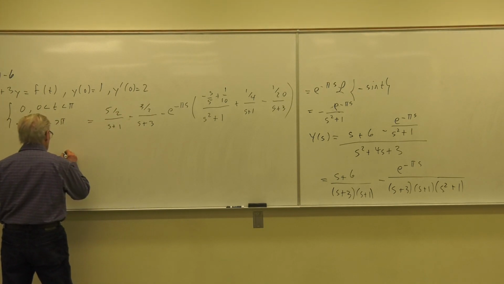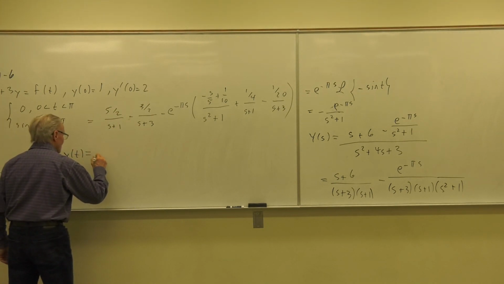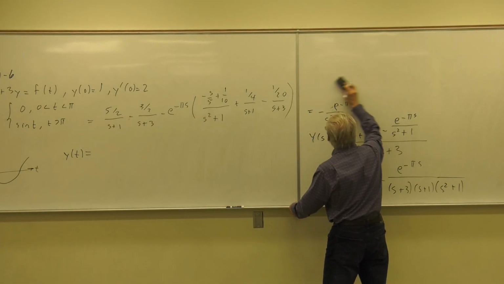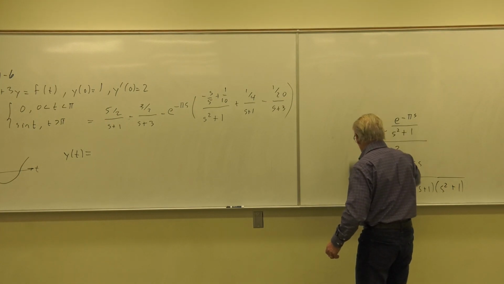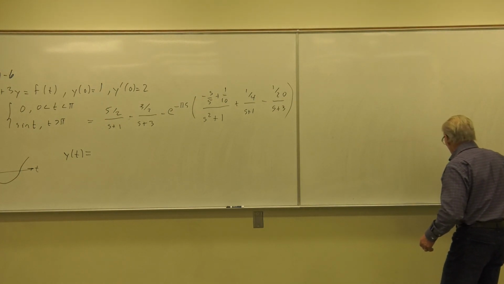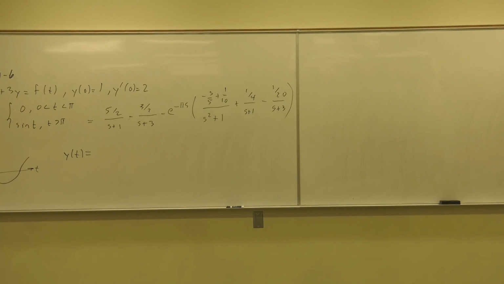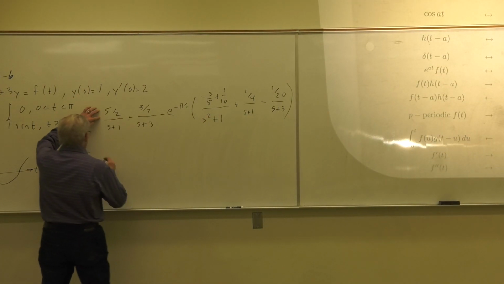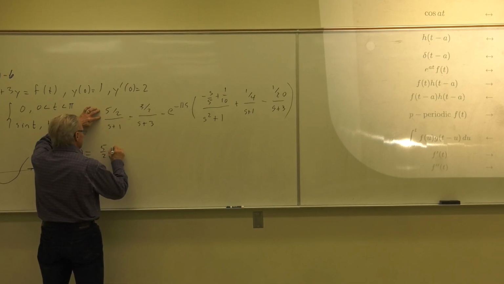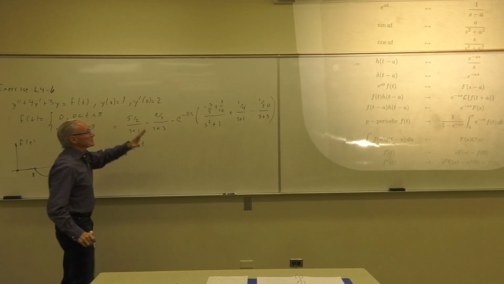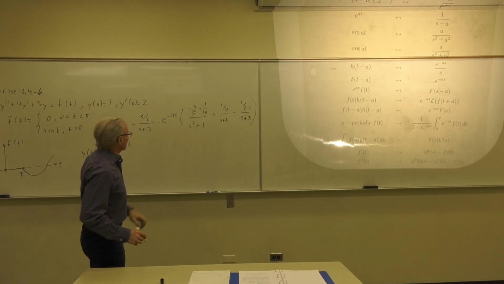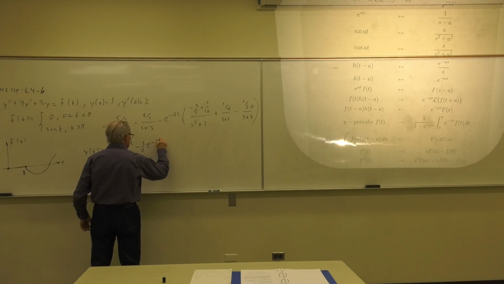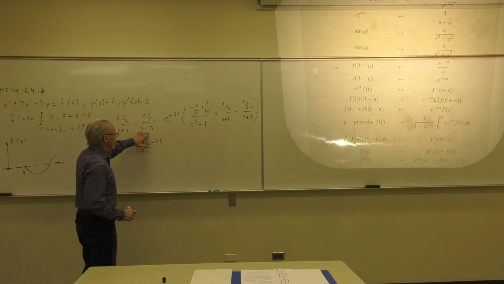So y of t is equal to. So hopefully I can take this off, put our table back up so we can constantly refer to it. So putting it back up. Inverting then, this one, 5 halves e to the minus t. That's just that very top line. Minus 3 halves e to the minus 3t. That takes care of that.